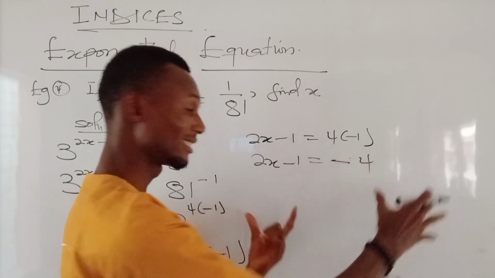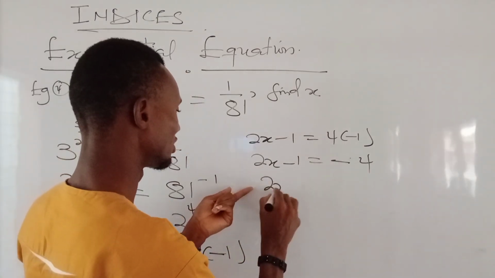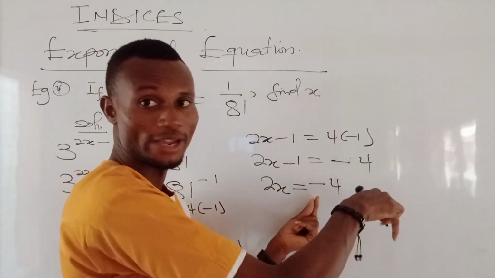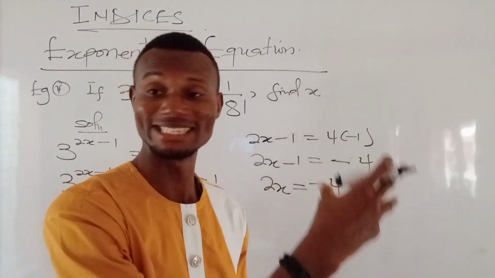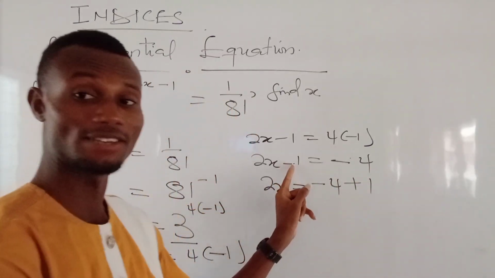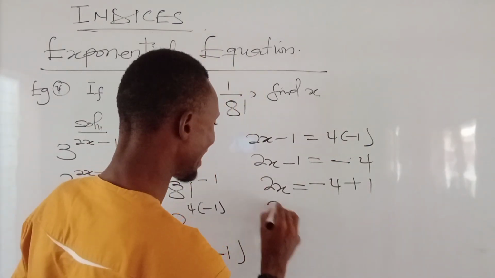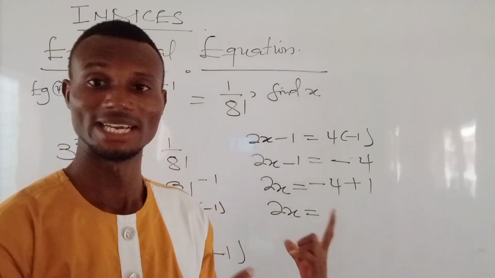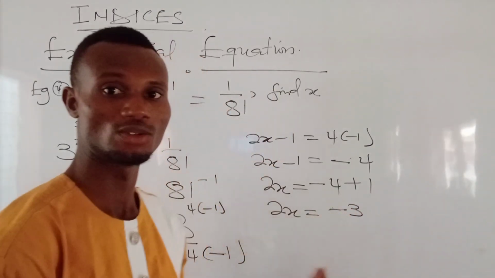Now from here, this is a simple linear equation to solve for the value of s. My 2s will stay here, equals my negative 4 is there, then this negative 1 will cross the equal sign to go and join it. When anything crosses the equal sign, the sign changes, so it becomes plus 1. Now I have 2s equals negative 4 plus 1, which gives negative 3. So 2s equals negative 3. I hope you agree with me to this point.